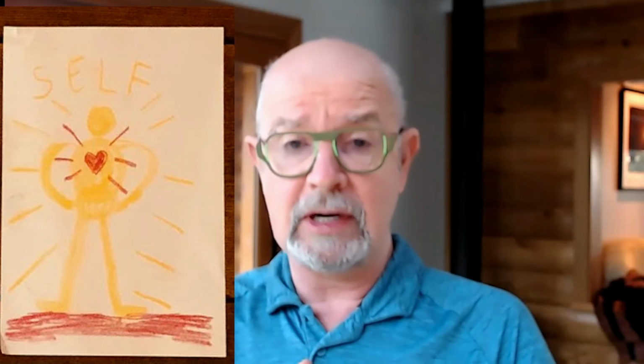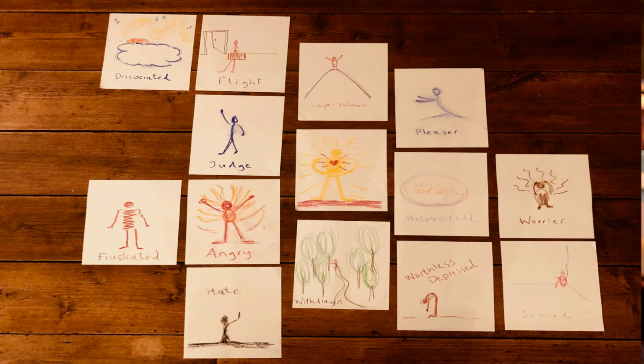Kind of interesting, right? Self is very grounded. It's got a lot of ground under it. So does hate. So they both look like they're grounded in a way that some of the others are not.